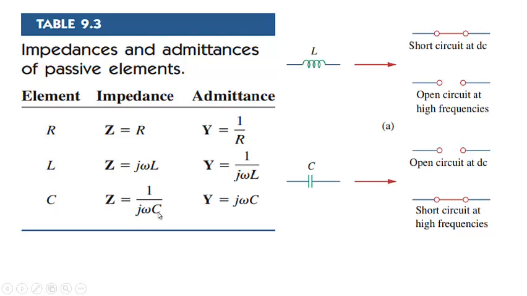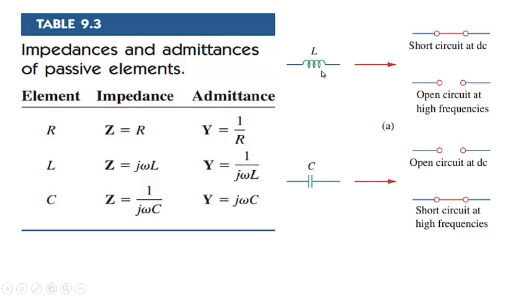For C, Z is equal to 1 by j omega C. Sometimes it may be written as minus j by omega C, because 1 by j is equal to minus j. So Y is equal to j omega C. One more thing we have perhaps discussed earlier, but only the DC case.